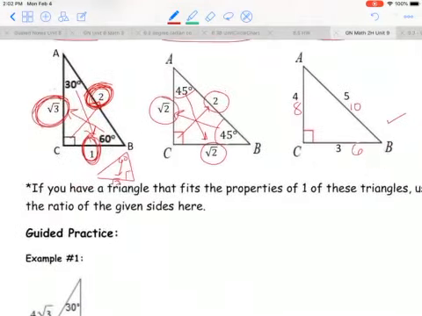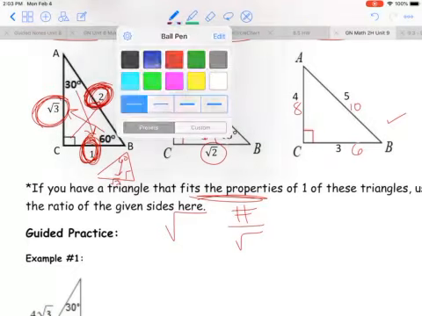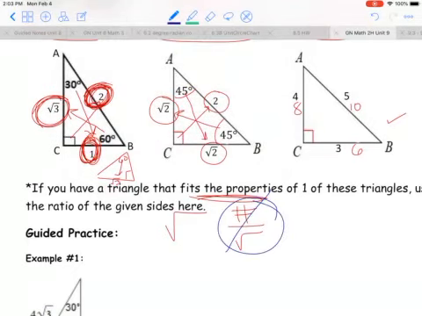So it's just identifying which triangle you have, and then using the ratio. Like if I gave you this side, you know that it should be a 1 ratio, and if I gave you this side, it should be a 2 ratio. Just one note, we're going to be seeing a lot of radicals, and you can't have a radical on the bottom. That's a big no-no.